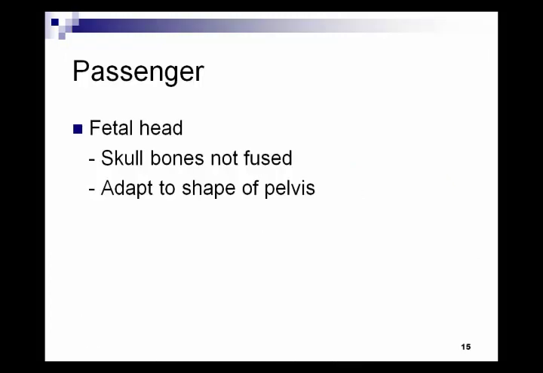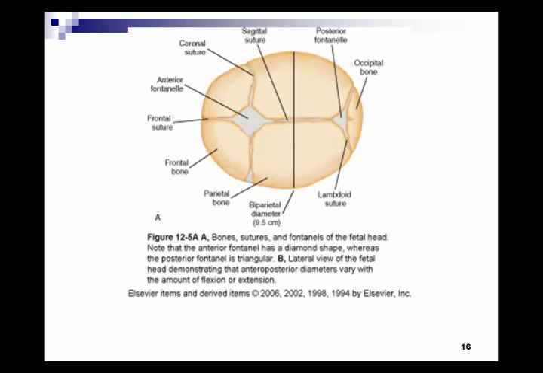Now, as far as the passenger, that is the fetus, the membranes, and the placenta. Remember, the skull bones are not fused, and that's to allow them to overlap to mold through the vaginal canal and adapt to the shape of the pelvis. And here are the sutures. This is a fontanelle back here. That's the posterior. The bones of the fetal head involved in the birth process have the two frontal bones on the forehead and the two parietal bones at the crown of the head.